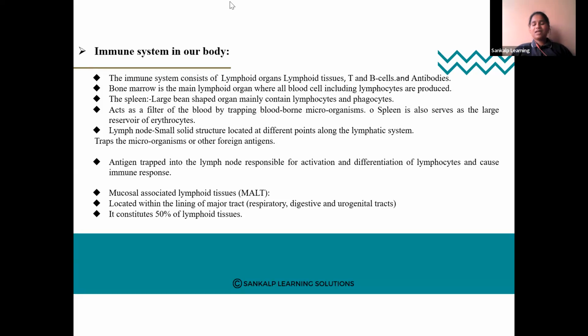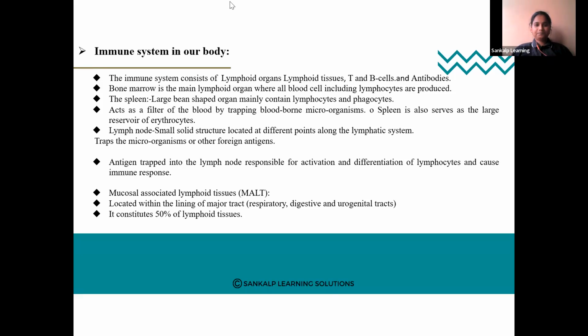Just as we have the digestive system, circulatory system, and respiratory system, we have a particular immune system in our body. The immune system consists of organs like lymphoid organs and lymphoid tissues, along with specialized cells called B cells and T cells, and then antibodies. Bone marrow is the main lymphoid organ where all the blood cells, that is RBCs and WBCs, are produced and differentiated.